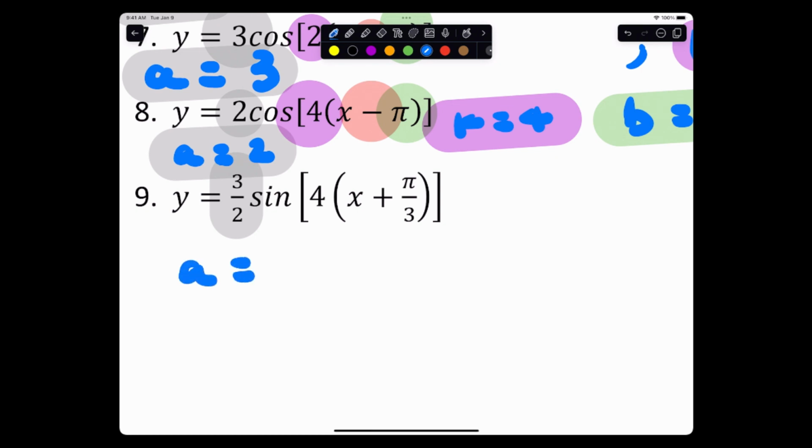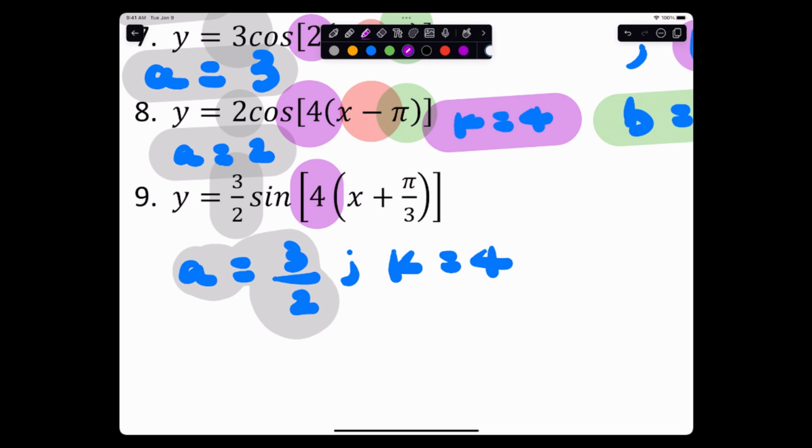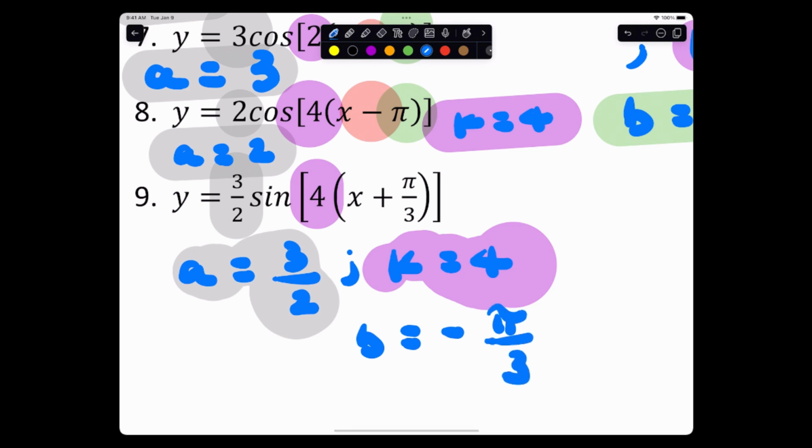What's A here? Isn't that 3/2? What's K? K is what? 4. Is that true? Okay, if you're really awake, tell me what B is. Anybody know? What's B? Negative pi over what? 3. Good.